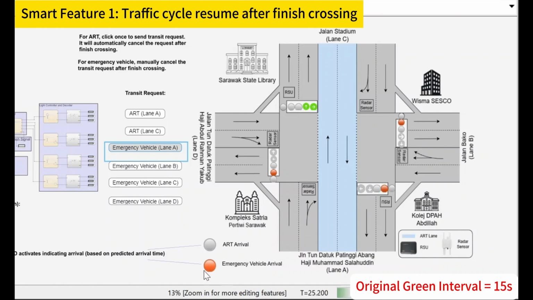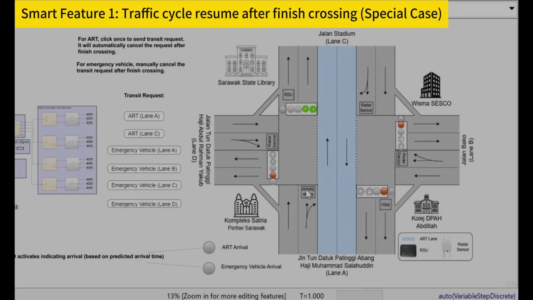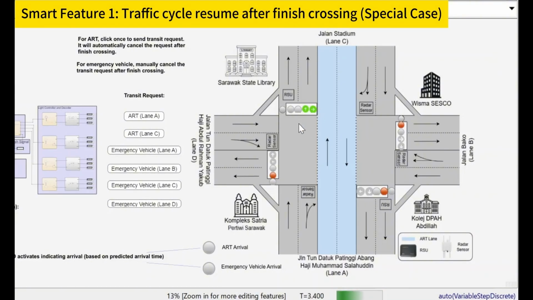And you can see here now the emergency vehicle has already arrived and it gets its green light. So after we cancel the request, you can see that the phase will terminate immediately to reduce the waiting effect. Now the current phase is lane A.